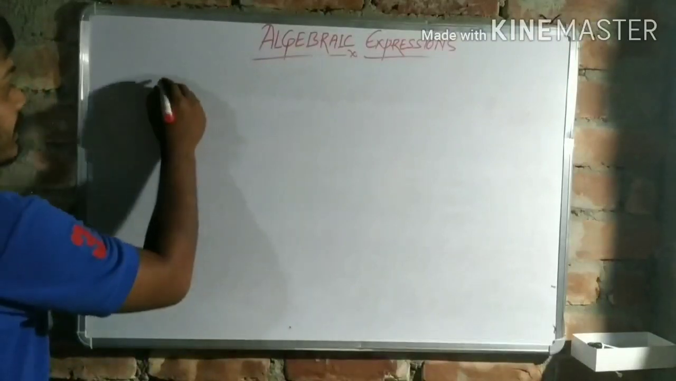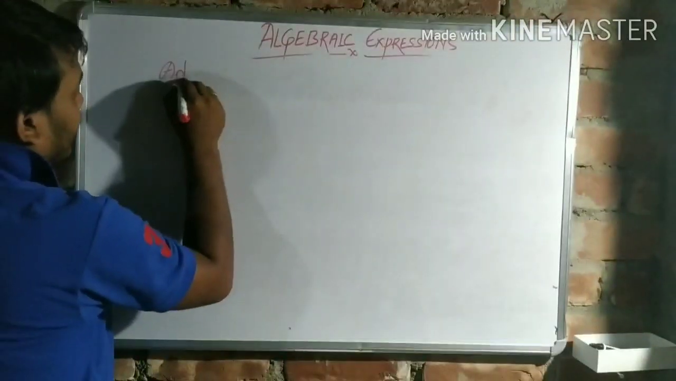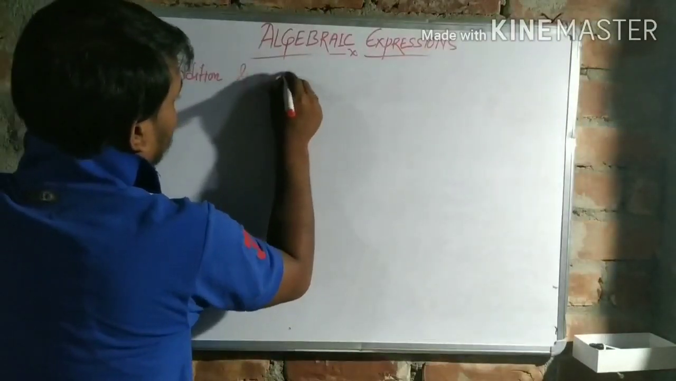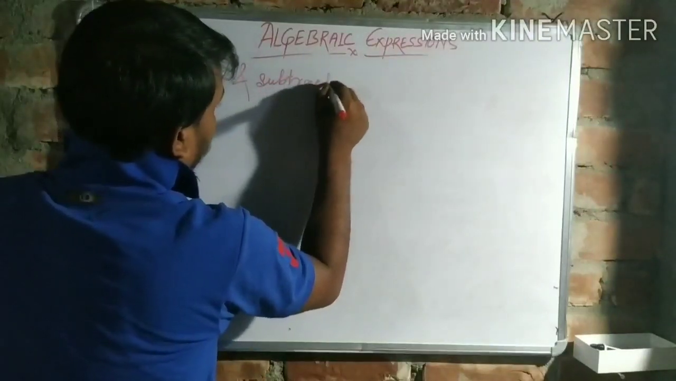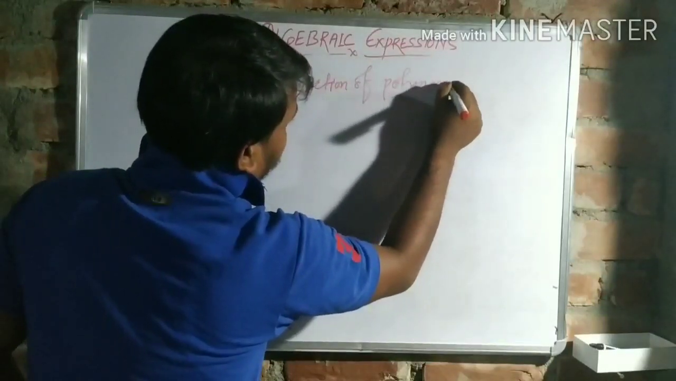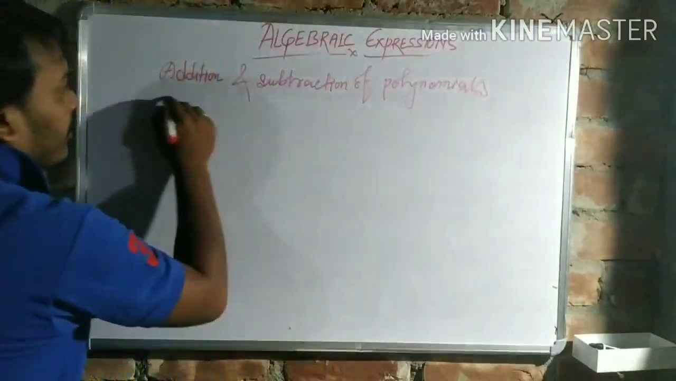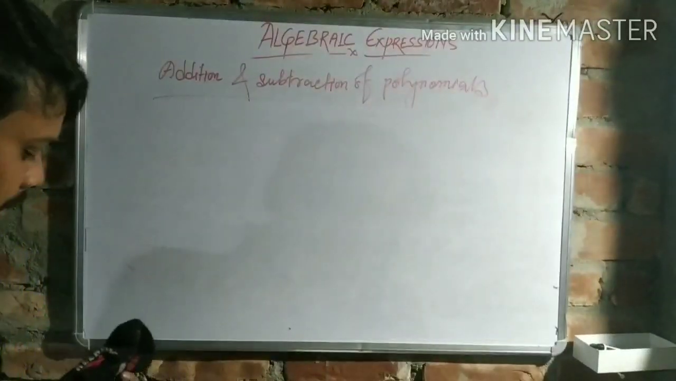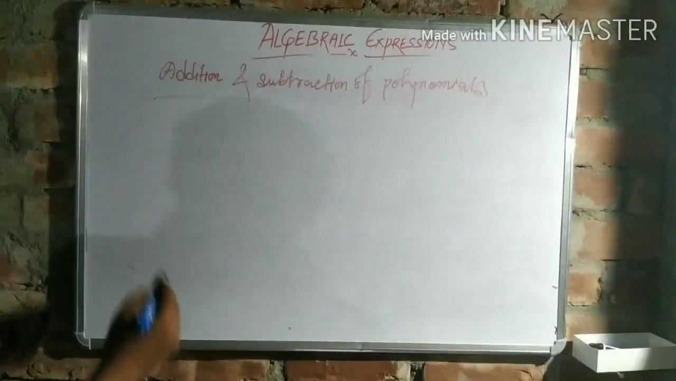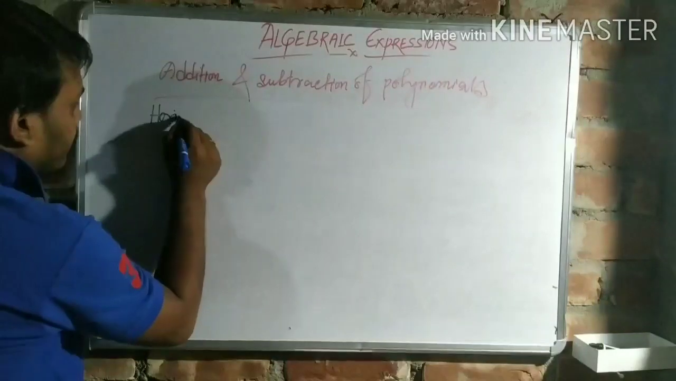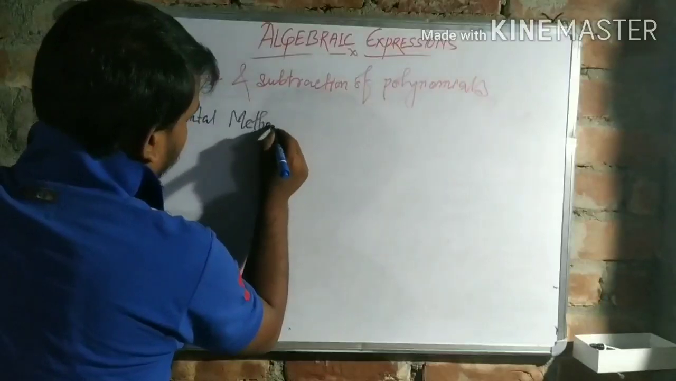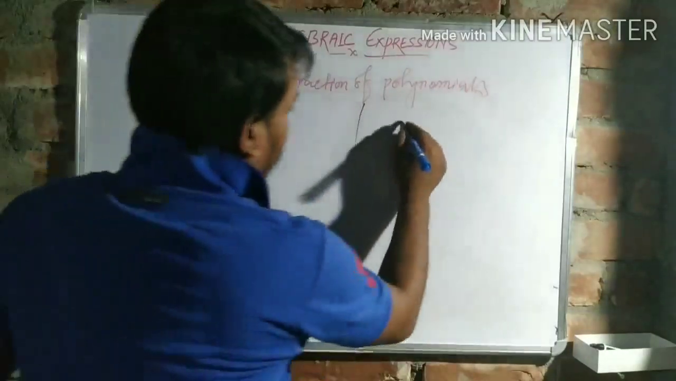Okay. Next thing, addition and subtraction of polynomials. So addition and subtraction we can solve by two methods. One is the horizontal method, and another is the vertical method.